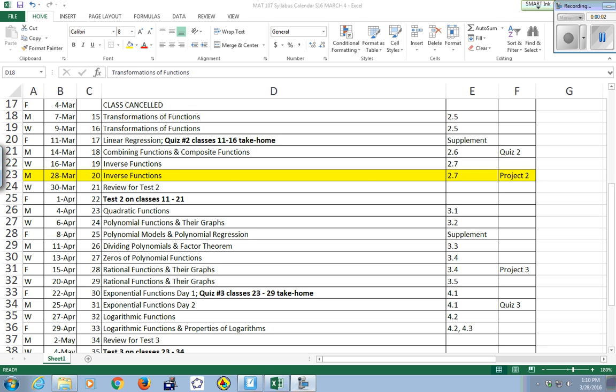Today is our last day of new material before test 2. Okay, so we're going to talk some more about inverse functions. We started right before the break. We're going to finish talking about inverse functions.